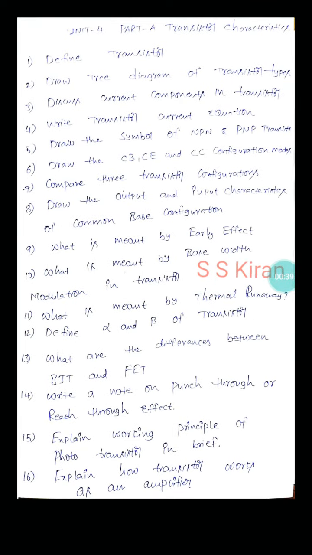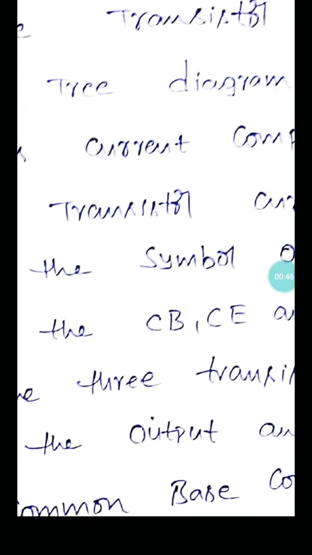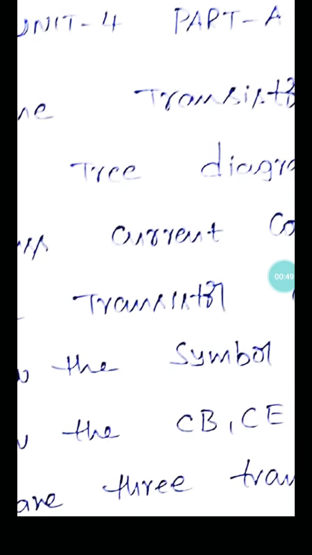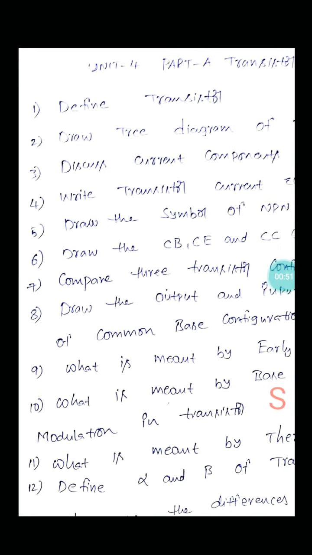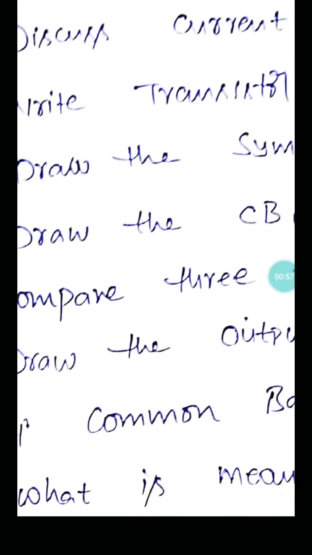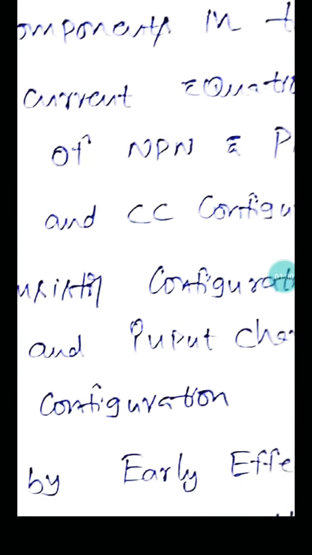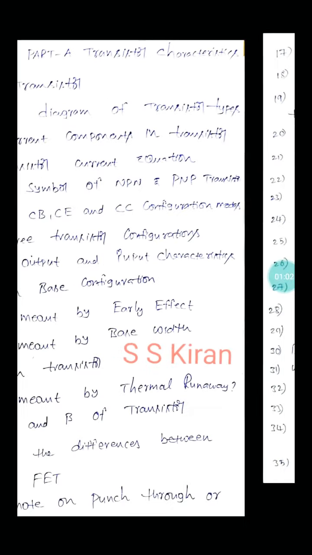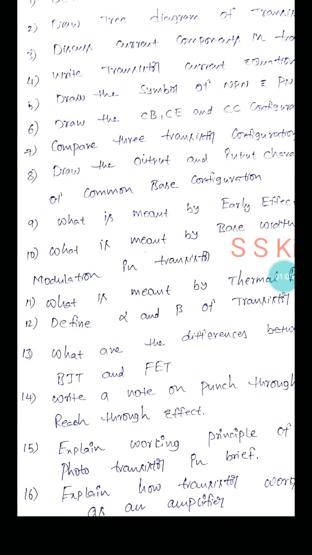I have read some questions randomly. You can understand the strength of these questions. The first question is, define transistor. Fifth question, draw the symbol of NPN and PNP transistor. Then the 10th one, what is meant by base width modulation in transistor? 15th, explain the working principle of phototransistor in brief.